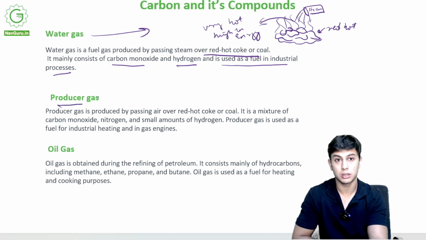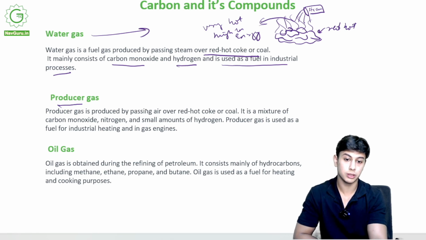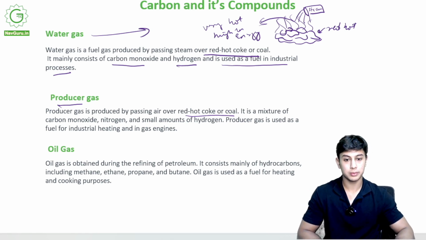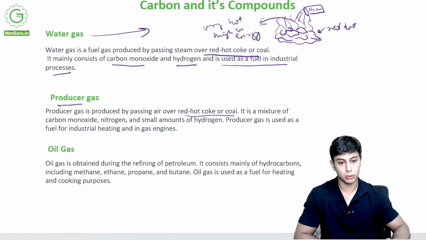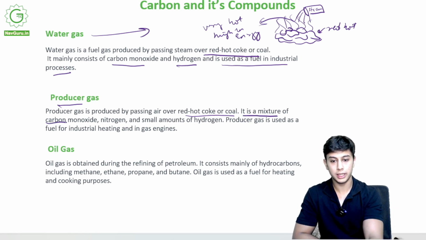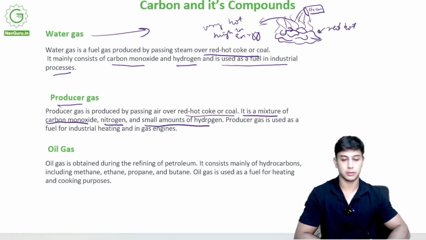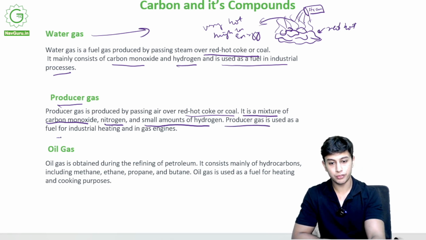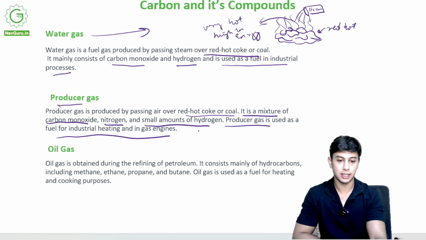Producer gas. Producer gas is produced by passing air over red hot coal or coke. It is a mixture of carbon monoxide, nitrogen and small amounts of hydrogen. Producer gas is used as a fuel for industrial heating and in gas engines. Industrial heating.